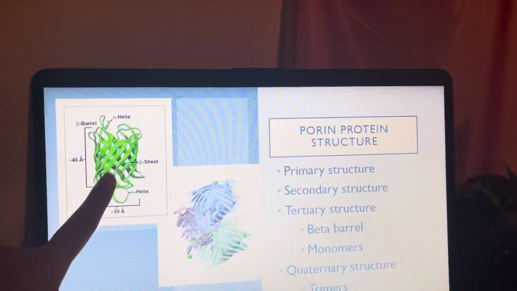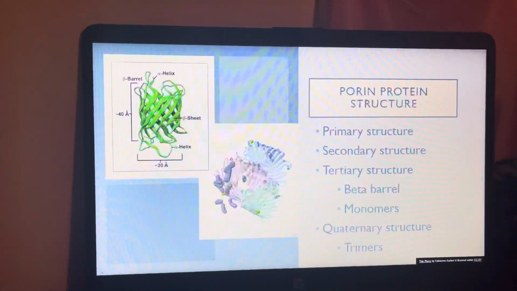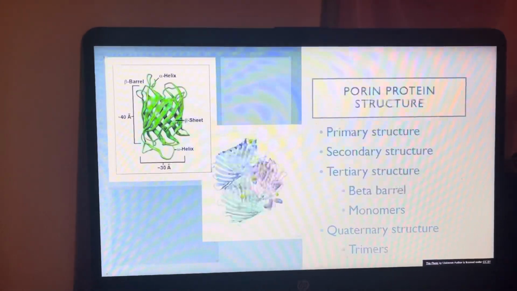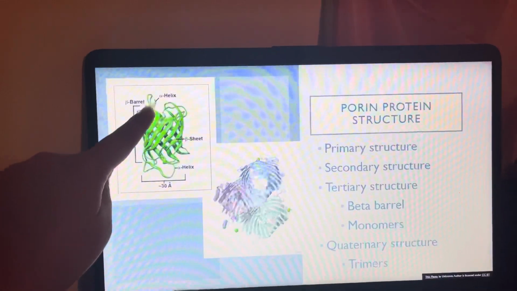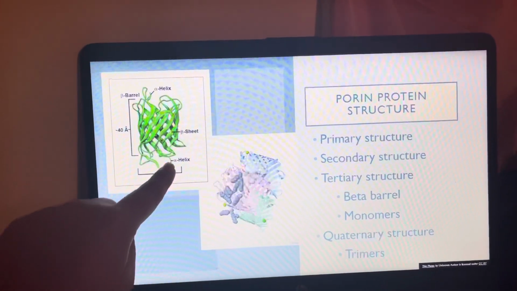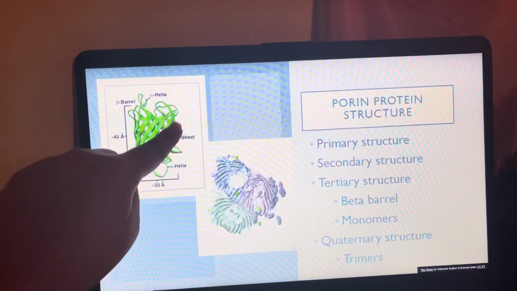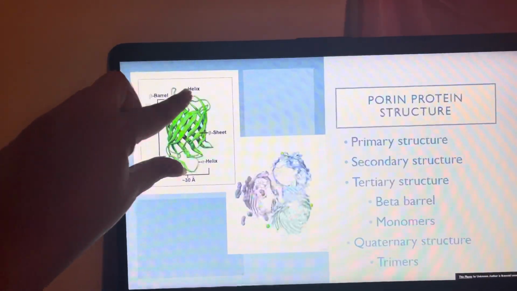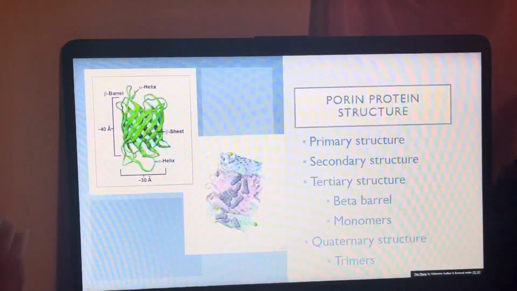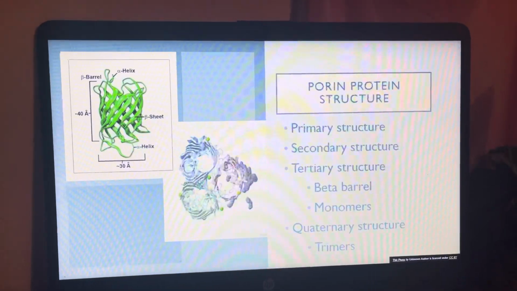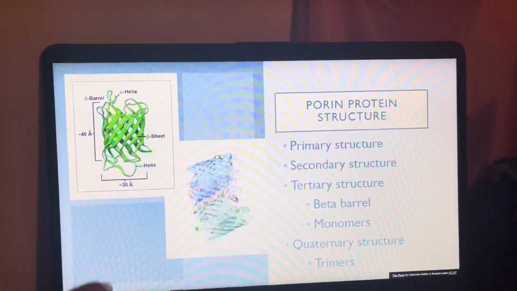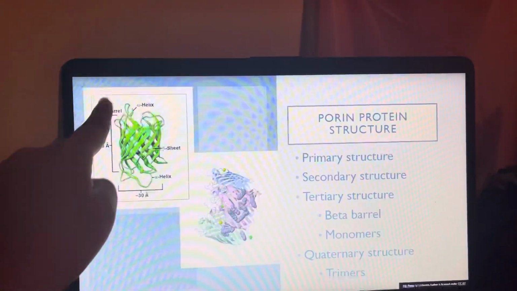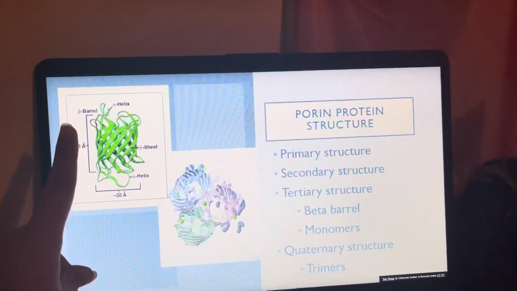In the picture here, we can see the tertiary structure and the secondary structure of porin proteins. Here we can see the alpha helices, and here we can see the beta sheets, which is the secondary structure. As a whole, this entire thing is a beta barrel, which is its tertiary structure. It is the 3D conformation of porin protein. This one here is a monomer, since it's just one.